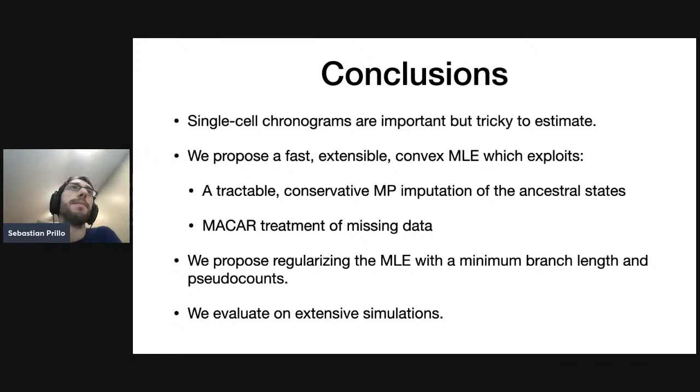So, conclusions. Single cell chronograms are really important, but are very tricky to estimate. To reiterate, missing data is a huge problem here. And the fact that we also do not know what the ancestral states are, so we need to deal with that somehow. And so here, what we've done is we propose a fast, extensible, and convex maximum likelihood estimator, which exploits these things we've talked about, the conservative version of maximum parsimony. And we also deal with missing data by using the ignorability assumption. And then we've talked about how we propose regularizing the MLE with these very simple schemes that seem to work well. And finally, talked about how we evaluate this on extensive simulations.